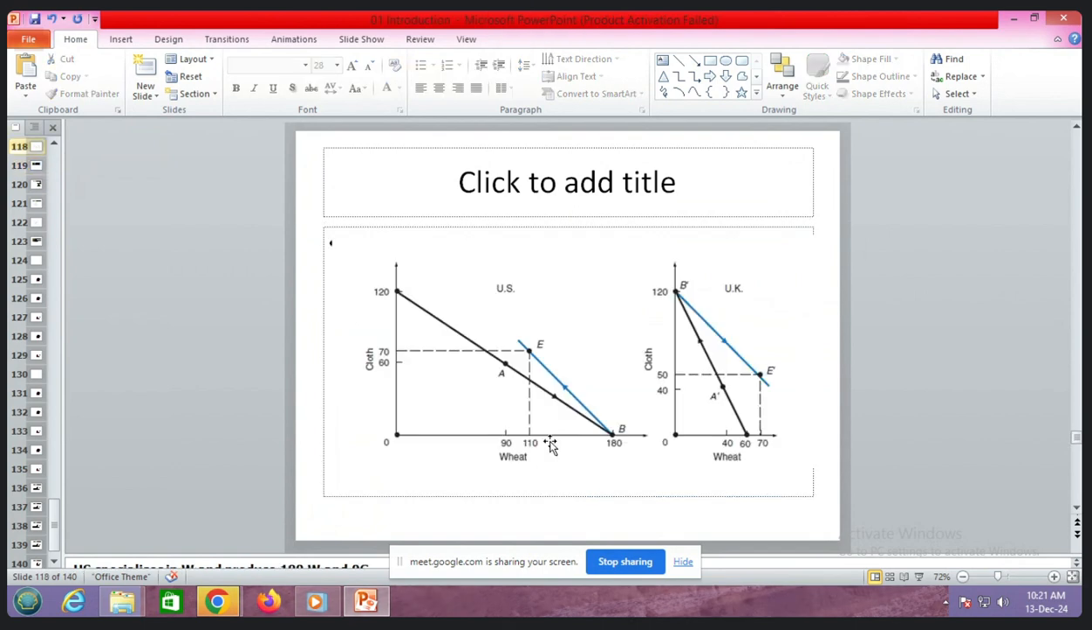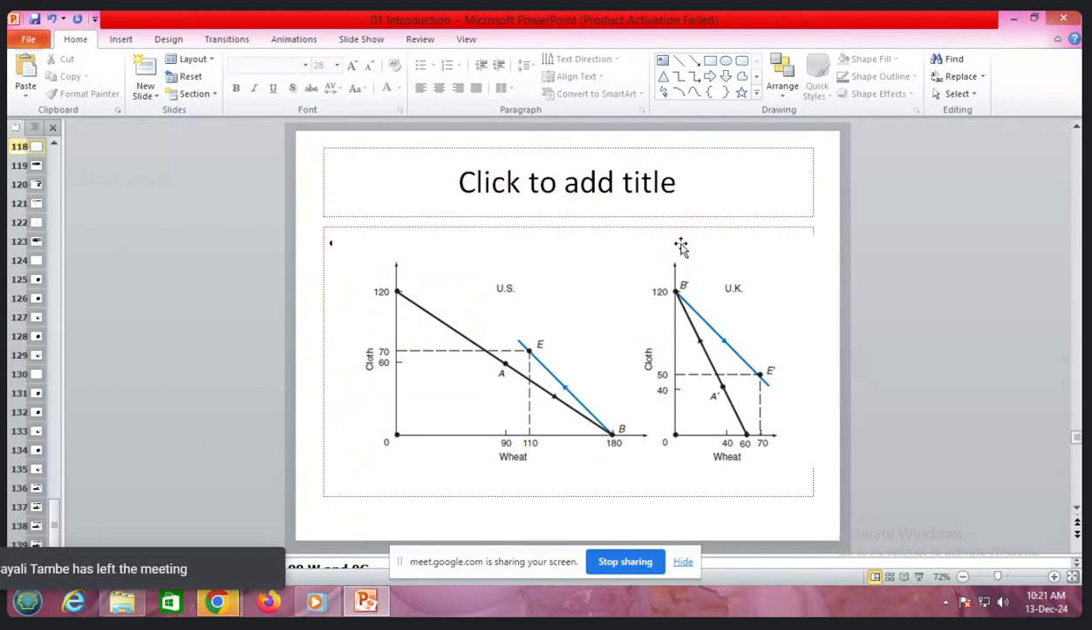How much is the gain in production? Before trade, we were producing a total of 90 plus 40 in the world wheat production. But now the world production has increased to 180. So 90 plus 40 was the world production before trade, and 180 is the world production after trade. Similarly, 60 and 40, that is 100, was the world production of cloth before trade. But after trade, after specialization, the world production has increased to 120.